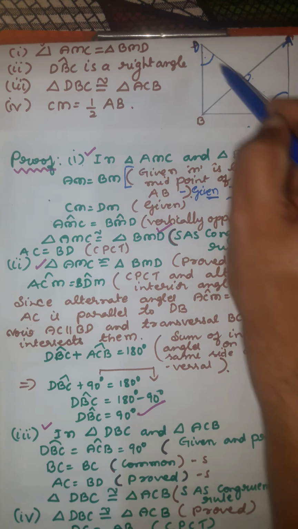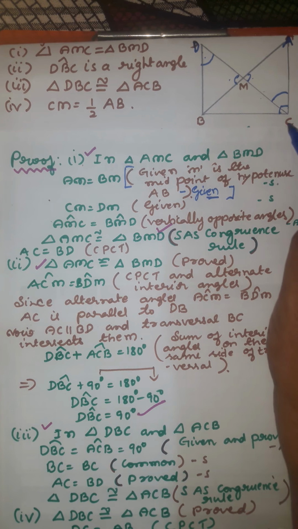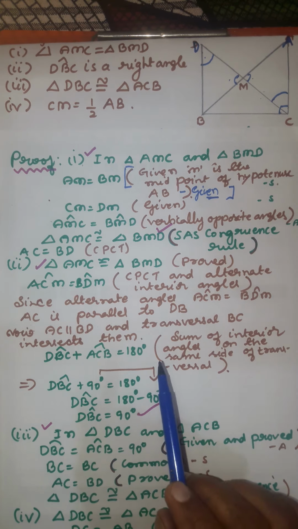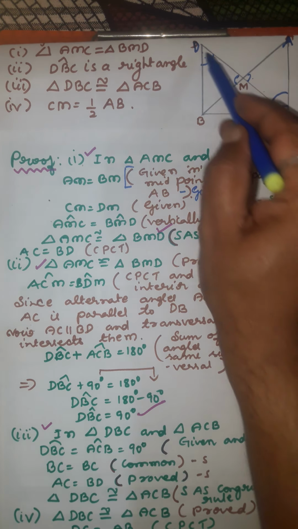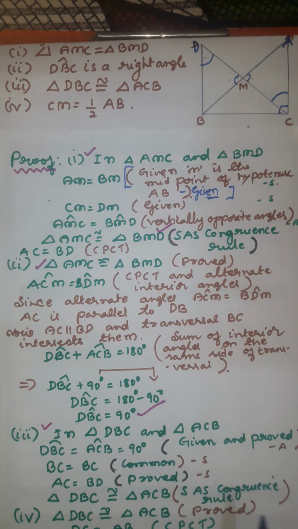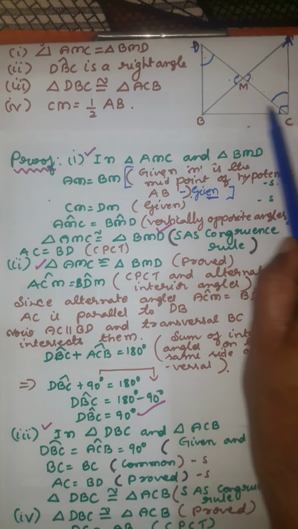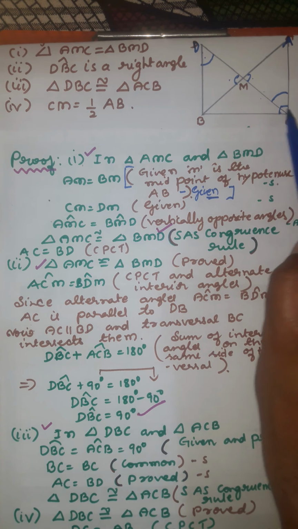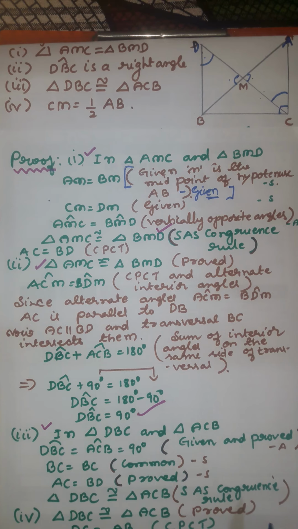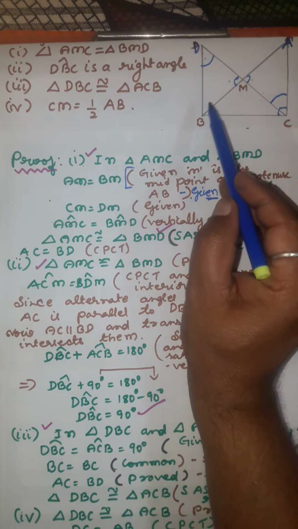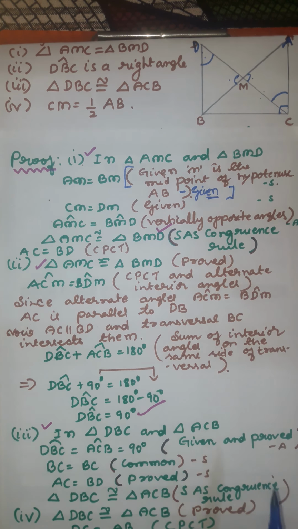Now AC is parallel to DB, and there is a transversal BC. We can see the transversal BC cutting the parallel lines BD and AC at points B and C. So when two lines are parallel, the sum of the interior angles, that is angle DBC and angle ACB, is equal to 180 degrees. You learnt in the theorem that the sum of the interior angles on the same side of the transversal is supplementary, that is 180 degrees. That is written here.